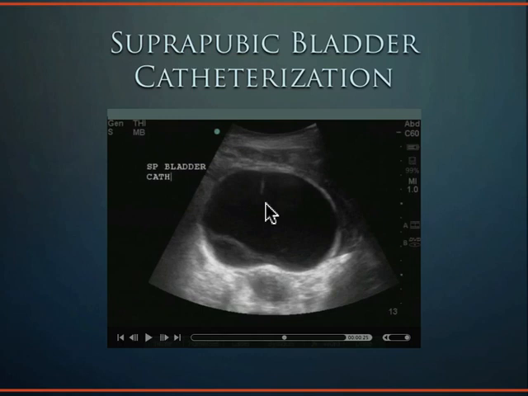Then you take a dilator and you thread it over the guide wire and you can dilate out a track through the skin, okay? Then you take the dilator out and then you can put a catheter over the guide wire and then you can take the guide wire out. And so now you've got a catheter inside the bladder.